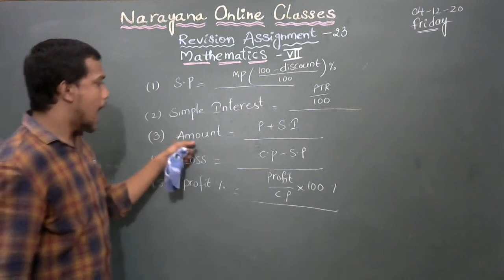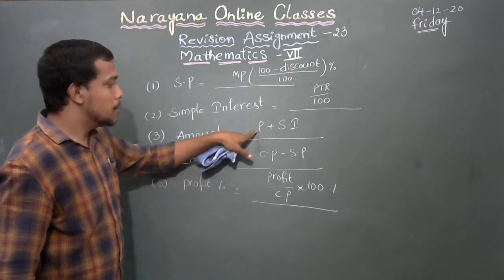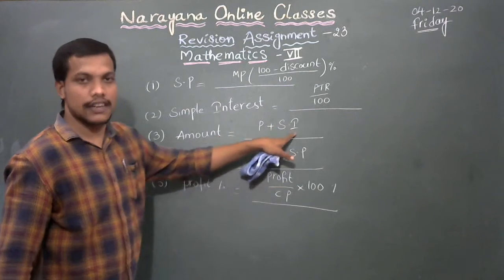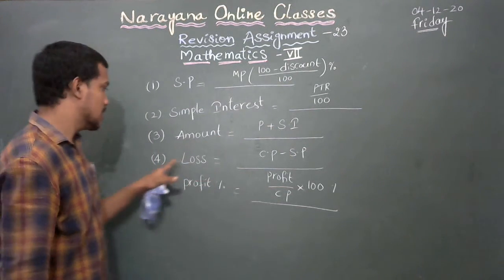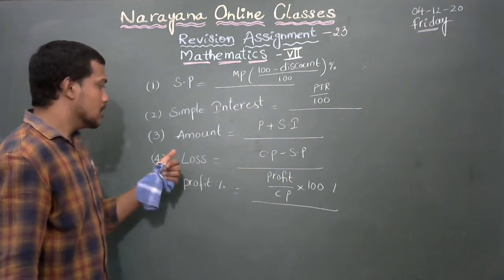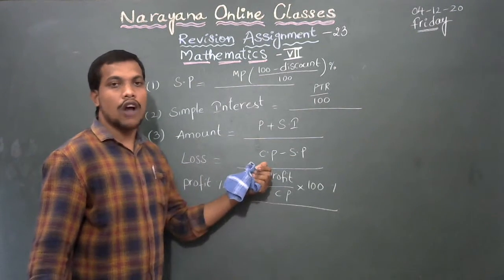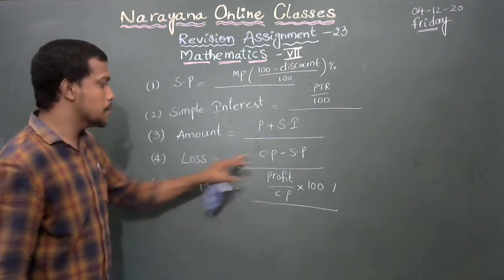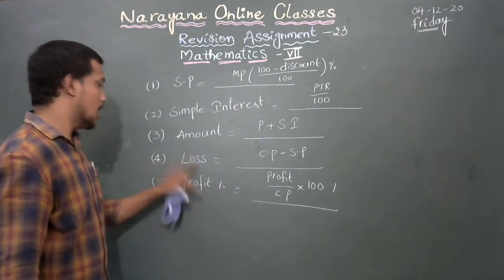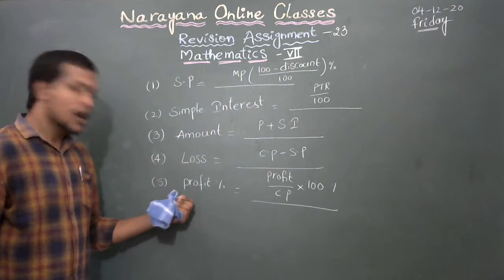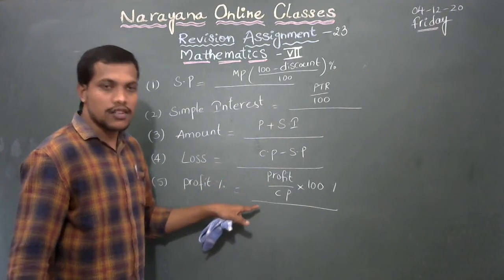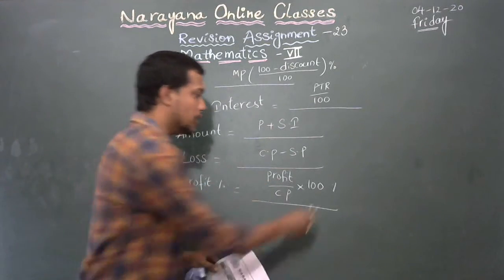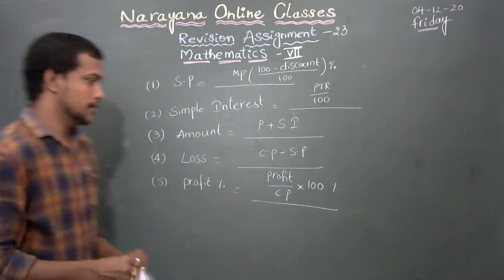Coming to the third one, amount equals principal plus simple interest. So the fourth one is loss. Loss equals cost price minus selling price. CP minus SP is nothing but loss. Profit percentage is nothing but profit by cost price into 100.